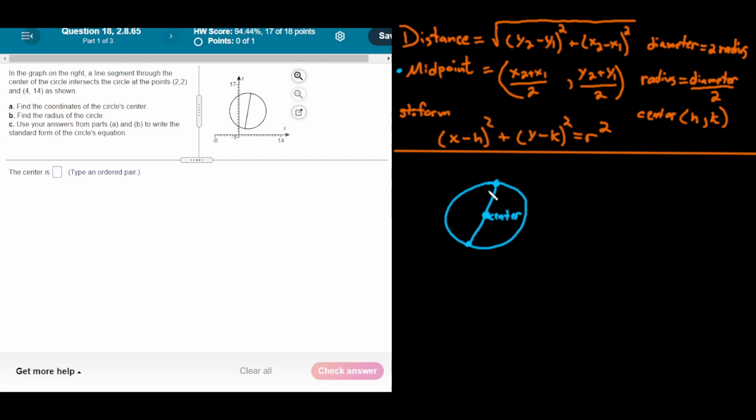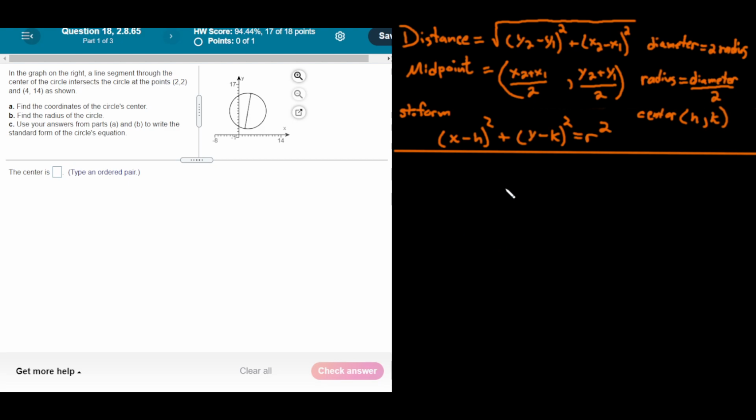Now, the distance formula. The most clean way will be to just find the distance of this whole thing right here, like going from here to here, that whole distance. That'll be the diameter. And halfway would be your radius, right? So we can find the distance of the whole line, and whatever we get, we just divide by 2, and that would give us our radius. So let's just jump right in.